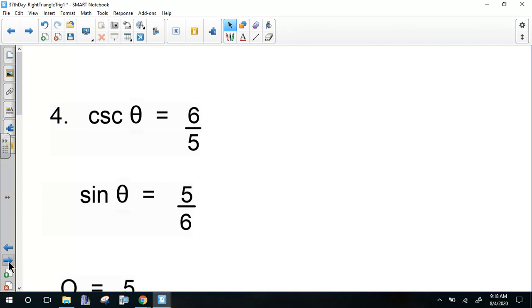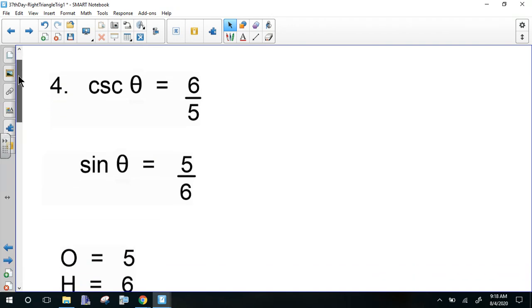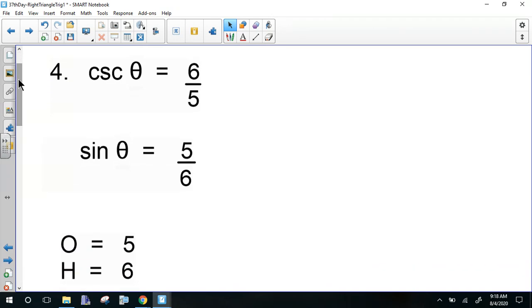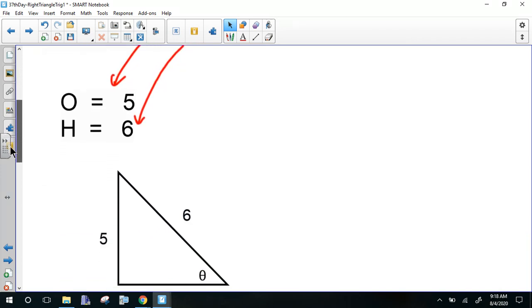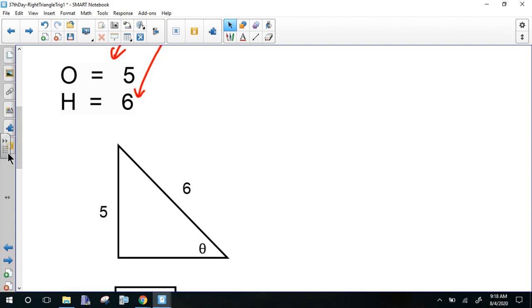All right, number 4. I'm given cosecant. I know if I have cosecant, I can get the reciprocal of cosecant, which is sine. So I just flip it. I get sine equals 5 over 6. Sine is opposite over hypotenuse. So I draw a triangle that's labeled with opposite side 5, hypotenuse 6.